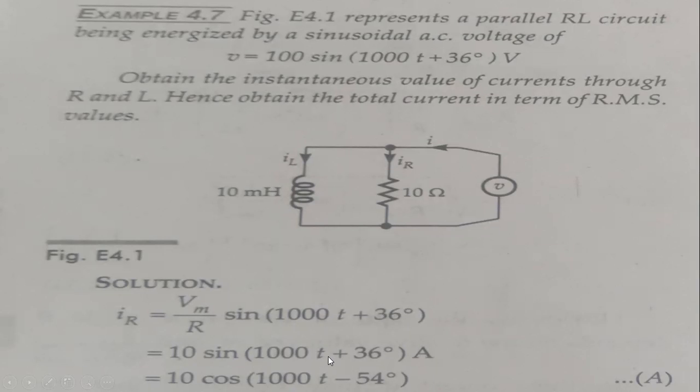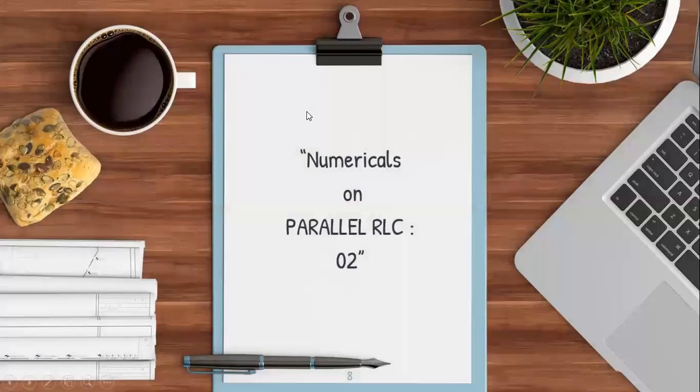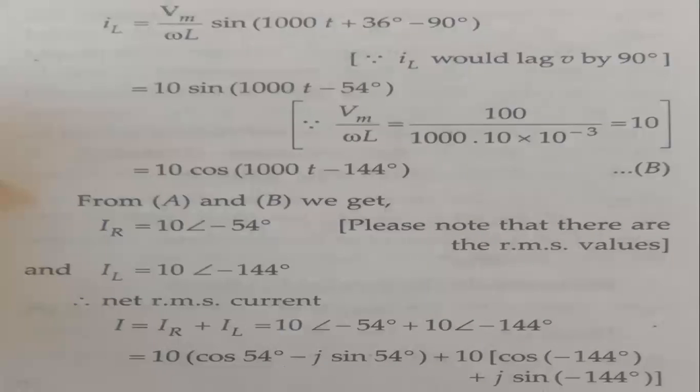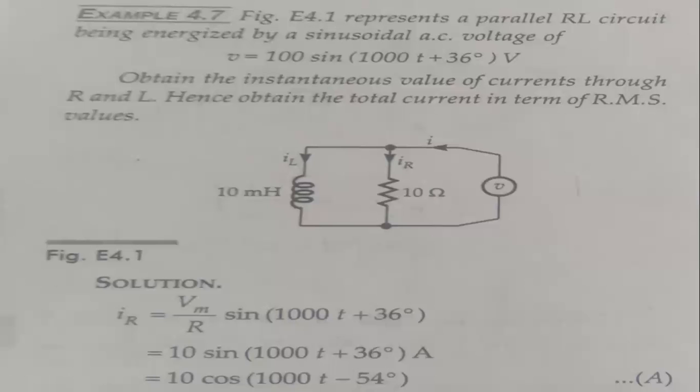If we want to write the same equation in another angle, that is also possible. How did we get this 54 degree? Is there anything mentioned here? Obtain the total current in terms of the RMS value. How did we get this one? That is nothing but the 54 mentioned in the previous slide. That is again the leading and lagging case. So you can take 90 degree here. 90 minus this 36, so you will get 54 here.